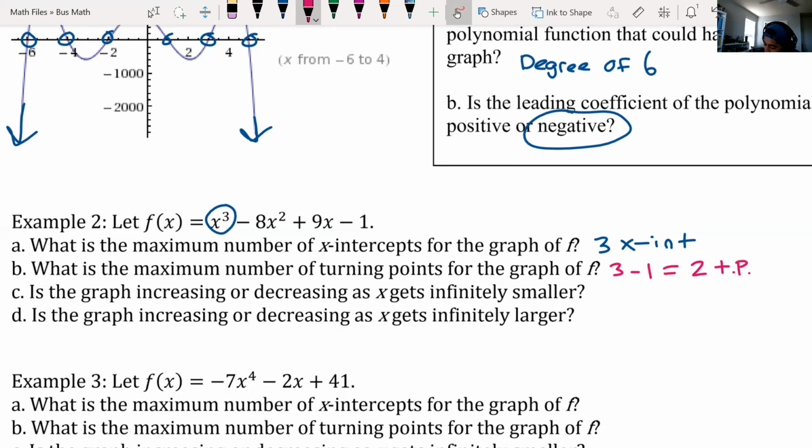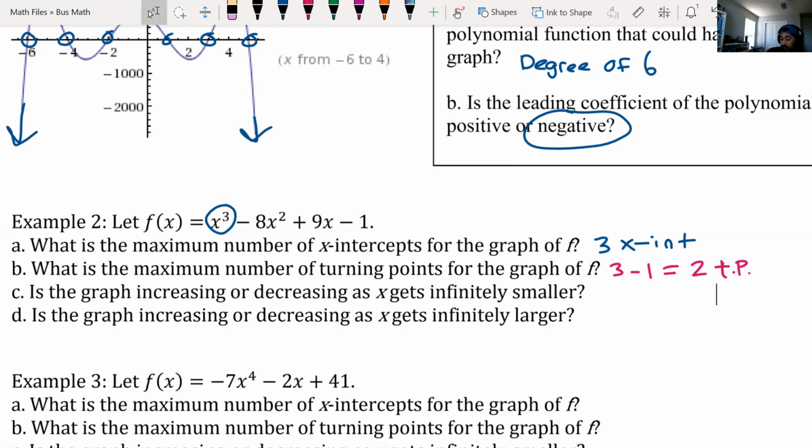Make that more of a T. Okay. And then C, is the graph increasing or decreasing as x gets infinitely smaller? Okay. So what that means is we're looking at end behavior.